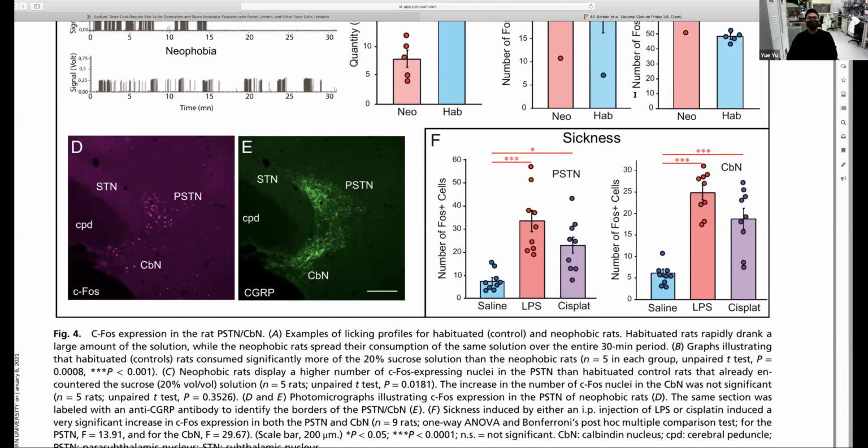And presumably the sickness information will come in from the parabrachial nucleus. The CGRP neurons that get activated in the parabrachial nucleus send their projections to the PSTN.